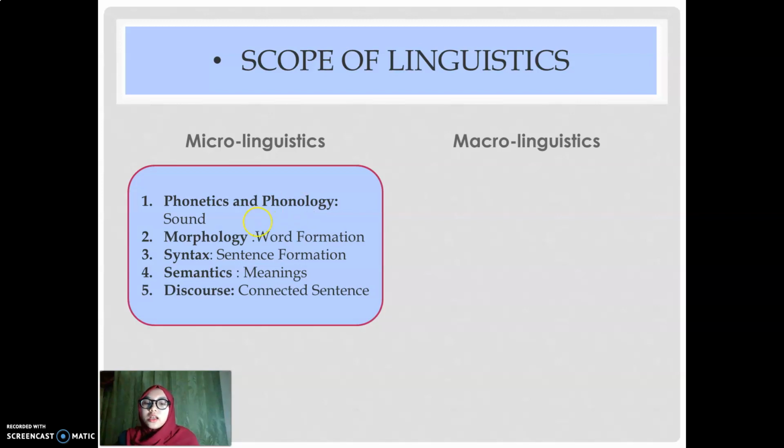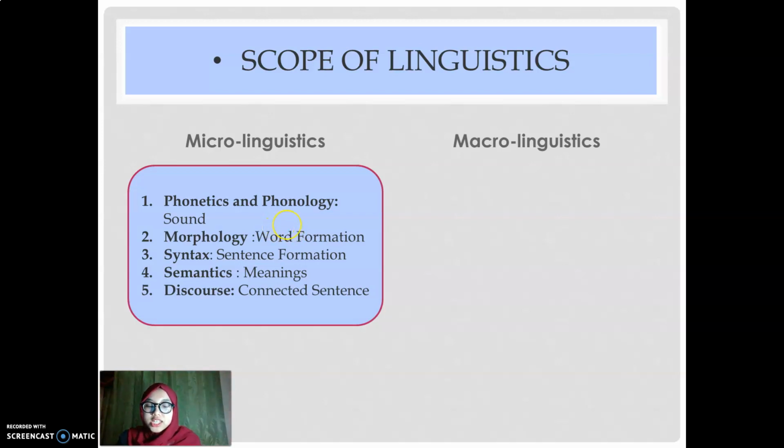Phonetics studies how speech sounds are produced, perceived, and how they can be analyzed acoustically. Phonology studies the combination of sound into organized units of speech, the formation of syllables and larger units. 2. Morphology. Morphology studies the patterns of formation of words by the combination of sound into minimal distinctive units of meaning called morphemes.